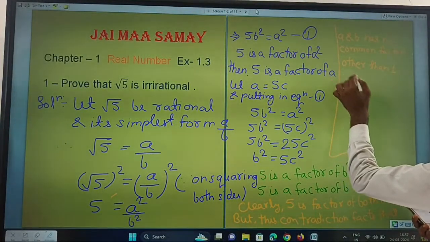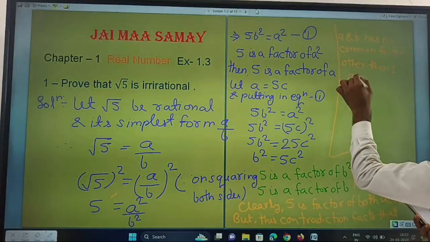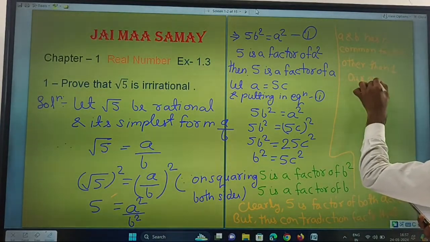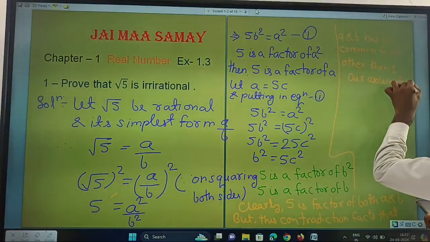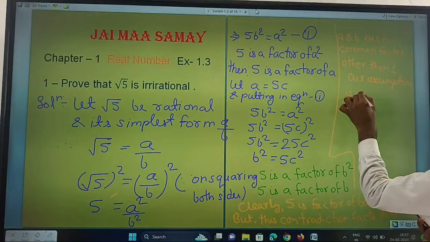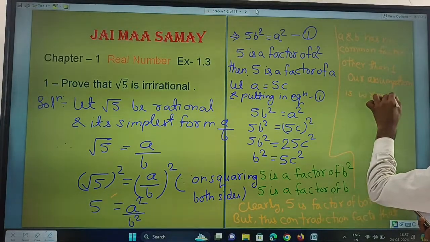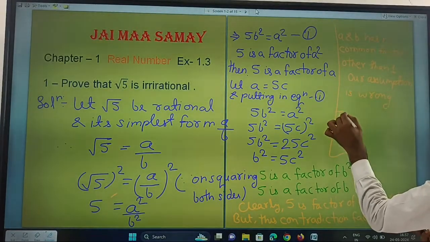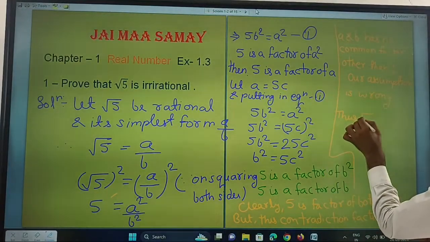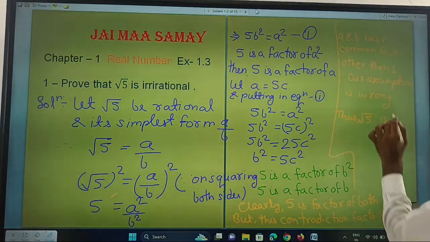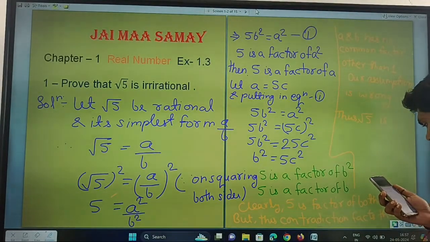Therefore, our assumption is wrong. Thus, under root 5 is irrational.